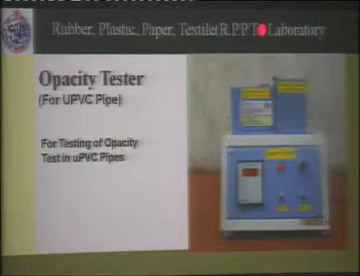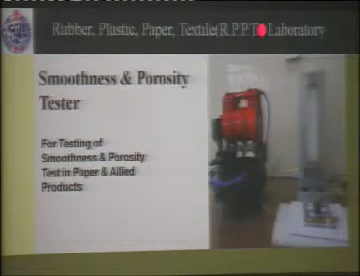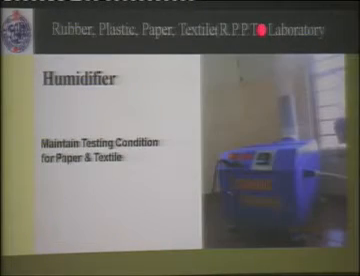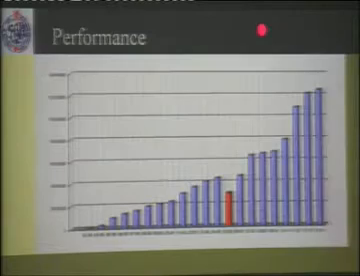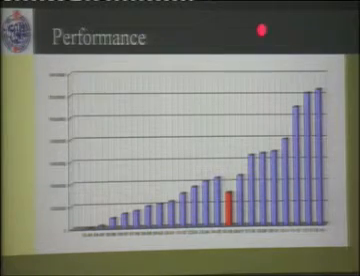It is Indian made, and this is the reversal test of UPVC pipe. This is a smoothness and porosity tester for paper. This is the humidifier to keep the humidity in the testing area. In some tests, you have to keep the humidity at 65% as well as temperature at 27 degrees centigrade. So just to keep the humidity in the testing area at 65%, this is the humidifier. This automatically controls the humidity of the testing area.